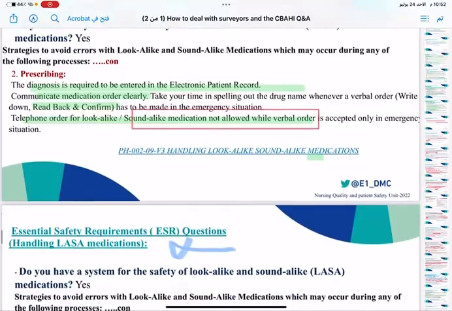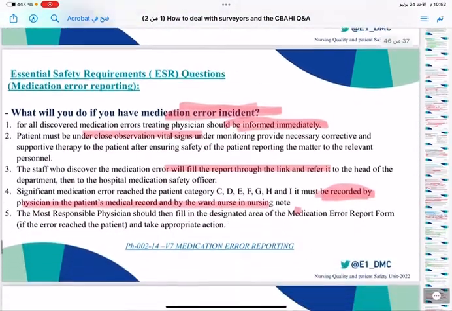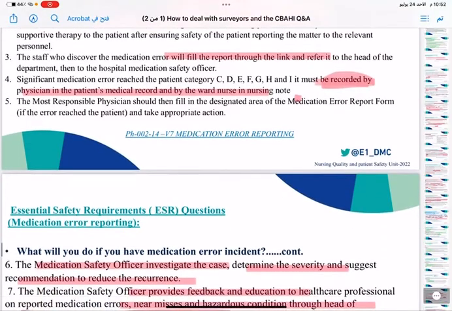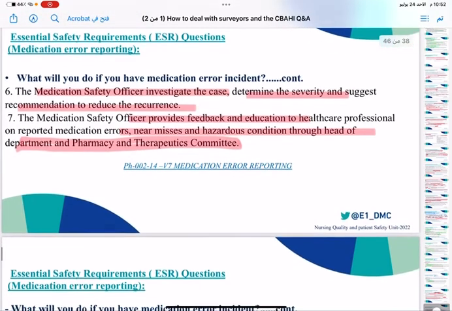We mentioned several times that this medication is not to be taken by telephone order or verbal order, but you have to repeat it back. In such a situation, maybe the patient will have a medication error. So you do the report if there is an error, and it is sent to the medication safety officer to follow up with an investigation, and then you work to reduce the recurrence of this medication error. The feedback we will get from them is for what?